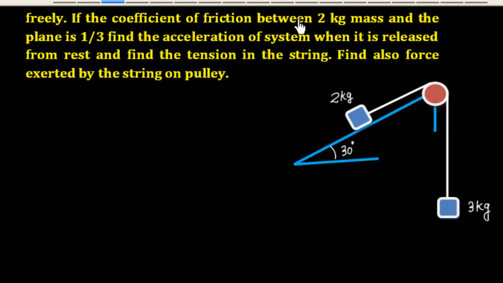If the coefficient of friction between the 2 kg mass and the plane is 1 by 3. So coefficient of friction for this surface is given, that is 1 by 3. Let us say mu is equal to 1 by 3. Find the acceleration of the system when it is released from rest. So first let us find acceleration. We also have to find what is the tension in the string. So tension.